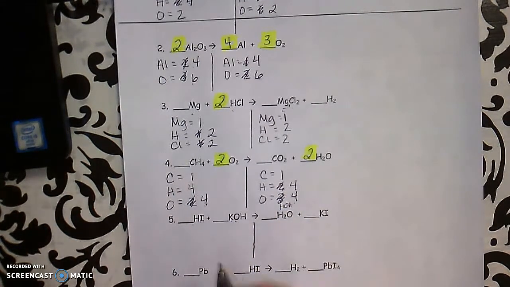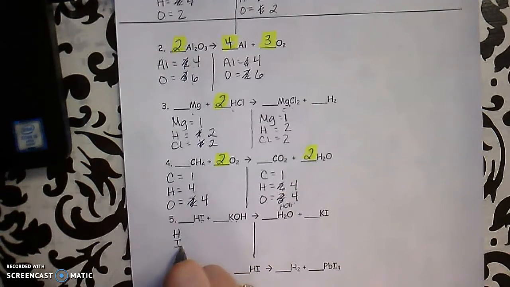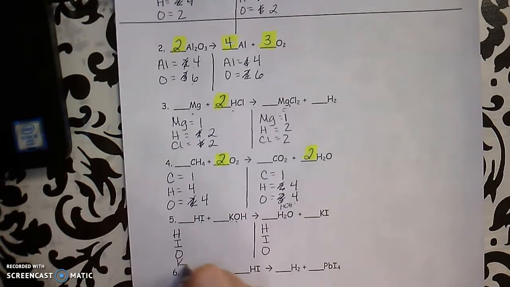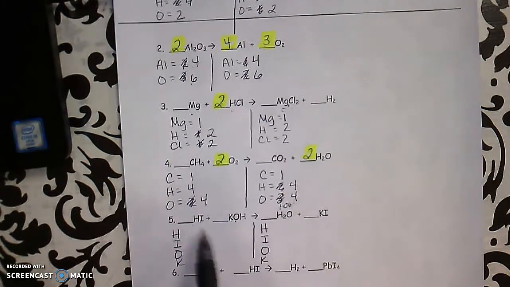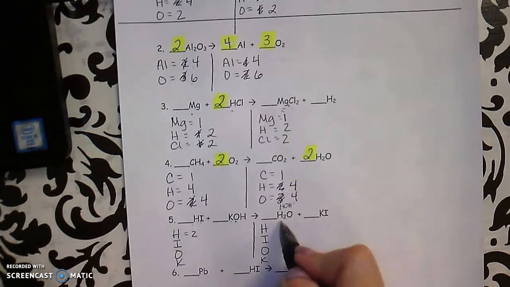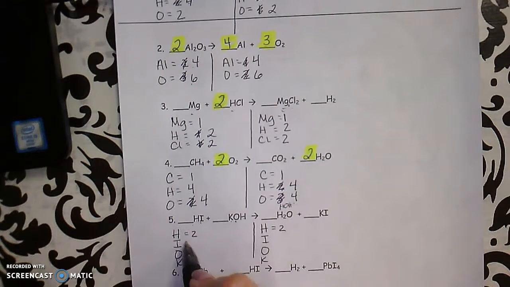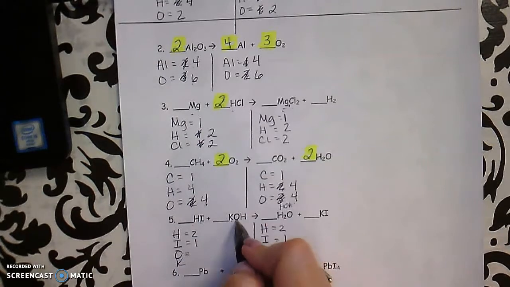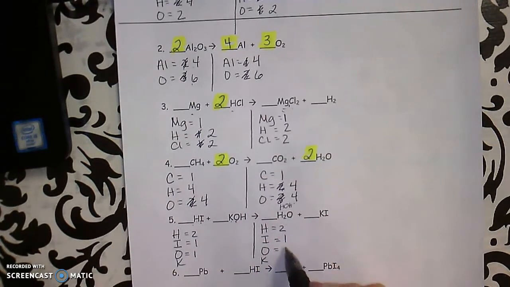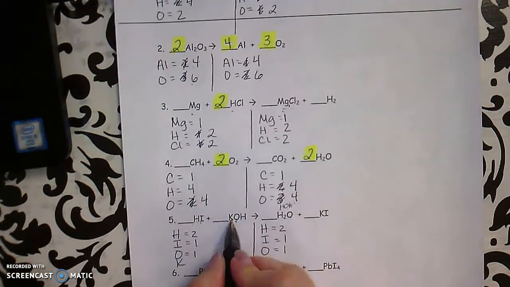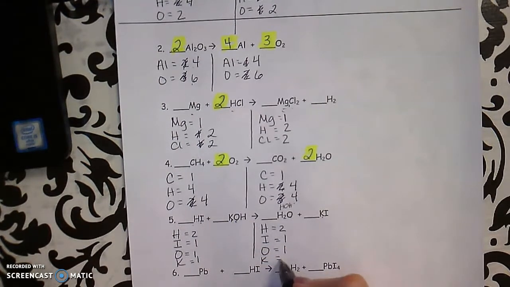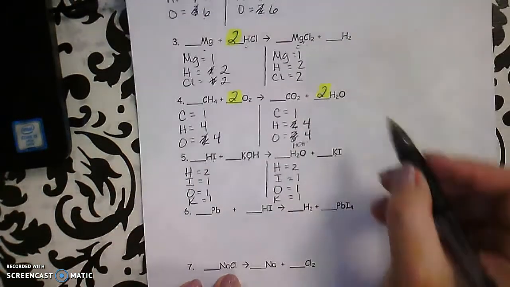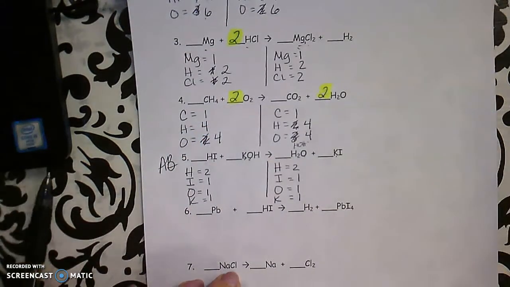All right, let's count them up. We have H, we have I, and we have O. We have H, I, and O. Oh, I forgot K. Okay. So let's count the H's. Here we have 2. And how many do we have here? 2. The I's, we have 1. Over here we have 1. The oxygens, we have an understood 1. And over here we have an understood 1. And for potassium, we have an understood 1. And for potassium, we have an understood 1. So what's it look like we got here? Do we need to do any work? This one is already balanced.